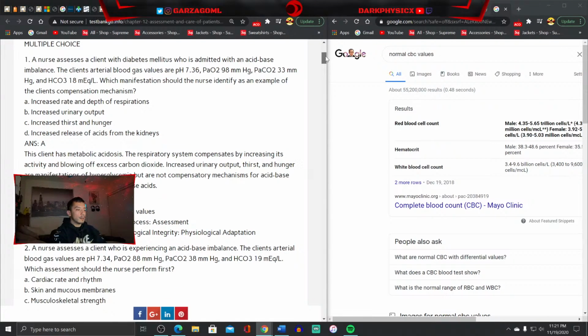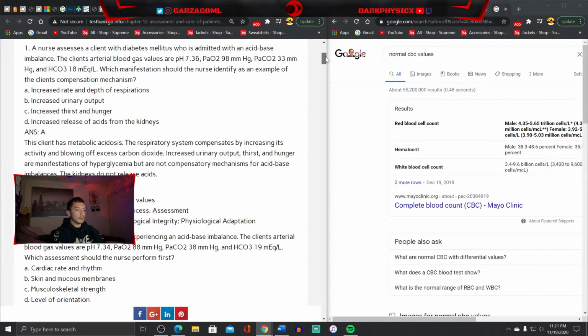Yeah, I know I take a long time with these, but during the real exam, I have to step it up. So the nurse is assessing a client who's experiencing an acid-base imbalance. The client's ABGs say pH is 7.34, which is slightly acidic. PaO2 of 88, which is normal. PaCO2 of 38, which is normal, since 35 to 45 is normal. And bicarb of 19, which is low, which is acidic. So you have acidic pH and acidic bicarb and normal PCO2.